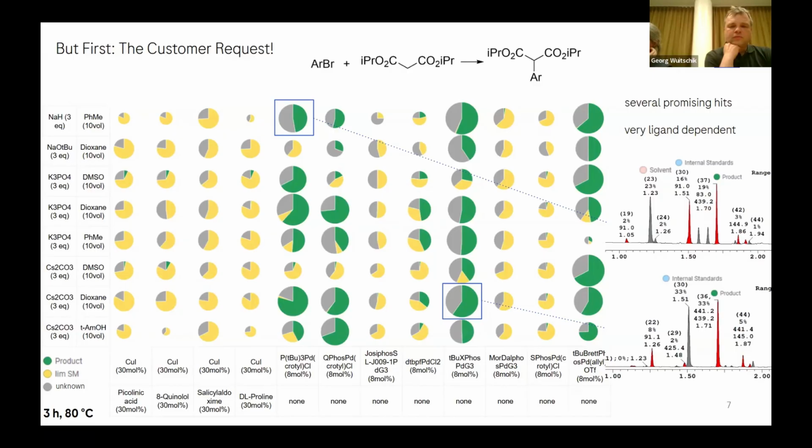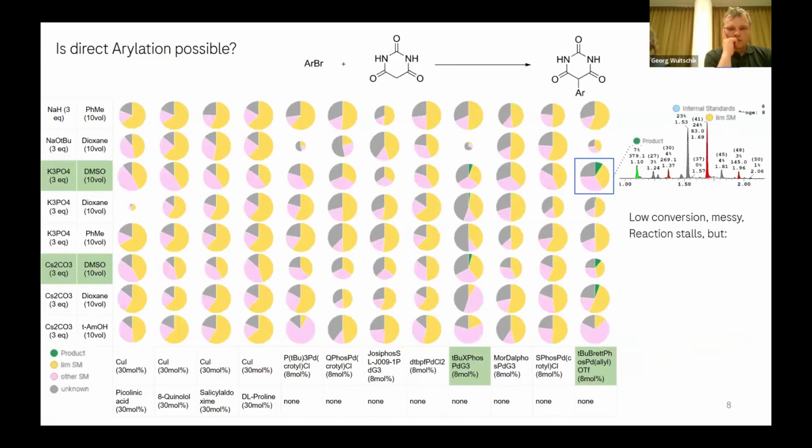For copper, it wouldn't work at all with none of the copper we tested. And also, pretty obvious, you need to have the right ligand for it to do something. Either it goes and then it goes pretty well, or it doesn't do anything. So our customer was quite happy with that result, but still there was this question of how can we do the direct arylation of the barbituric acid?